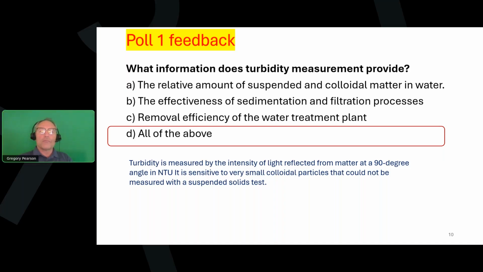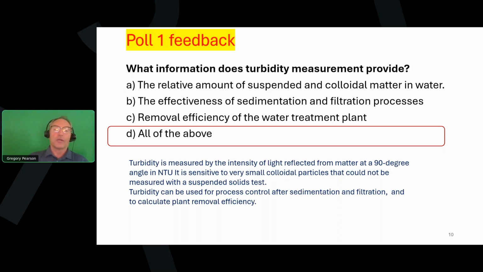The turbidity, remember, we're measuring the intensity of the light reflected from the matter that's in the water at a 90-degree angle. And it's sensitive to even those very small colloidal particles that we normally couldn't measure. And we can take a turbidity sample after sedimentation and filtration, and we can also calculate plant efficiency.